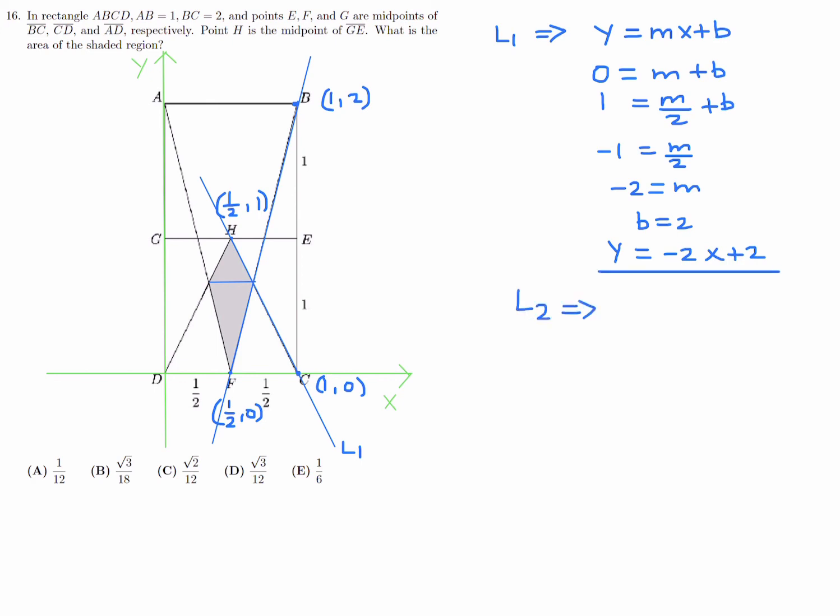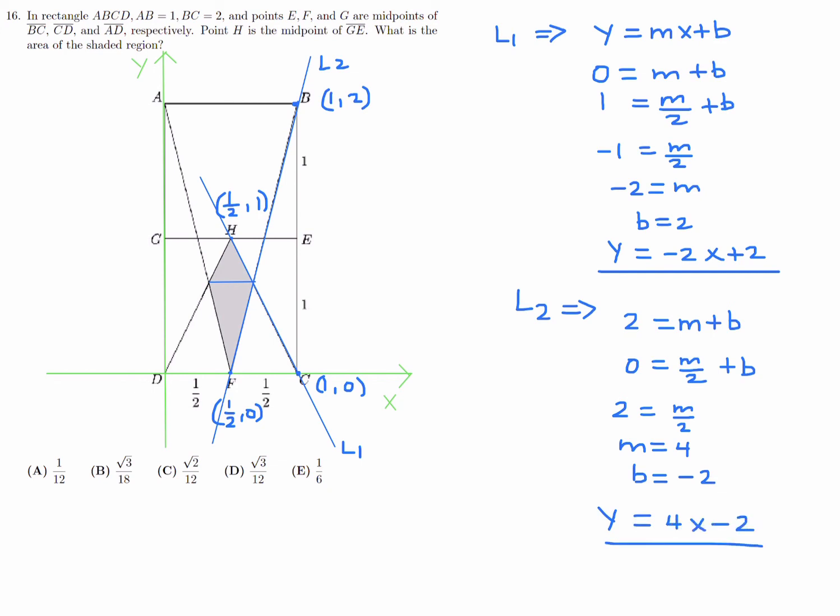Now let's do pretty much the exact same thing for L2. L2 is up here. Let's substitute in this point. When I do, I get 2 = m + b. Then I will substitute in this point, and I get 0 = m/2 + b. Same kind of thing, we've got a couple of equations. Let's subtract them, and that gives me 2 = m/2, and therefore m = 4. Substitute it into either of those and we get b = -2. Therefore, that equation is y = 4x - 2.